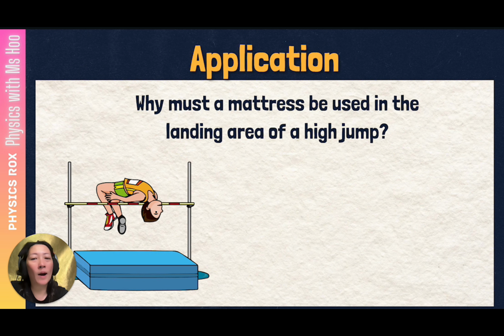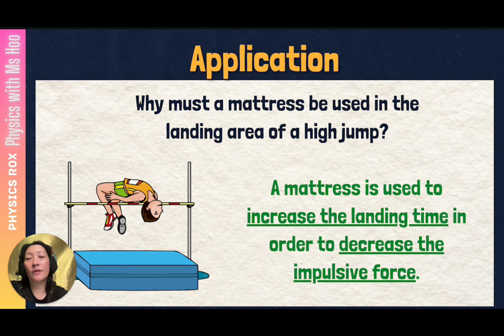So let's think, why must a mattress be used in the landing area of a high jump? Obviously, if we don't have the mattress, the high jumper is going to suffer severe injuries when he hits the ground, right? But remember that when we want to write the answer out, we must write it using the correct physics keywords and explain the correct physics concepts appropriately. So the correct way to say this is that a mattress is used to increase the landing time in order to decrease the impulsive force. So whenever we discuss the applications, always talk about how the time affects the impulsive force.